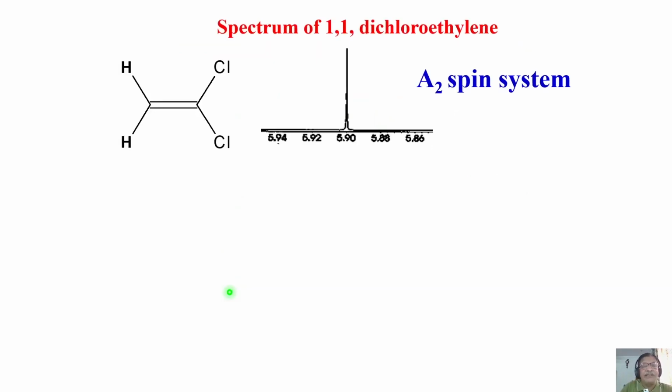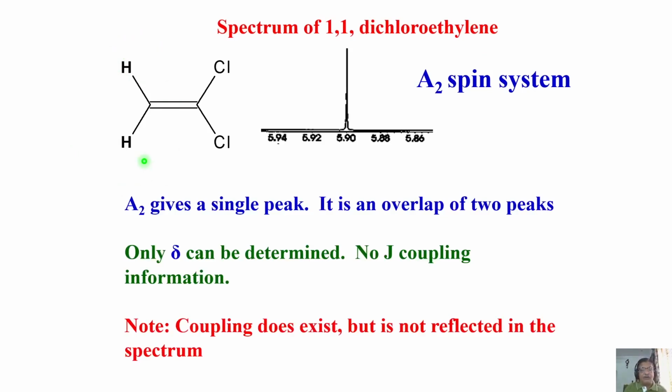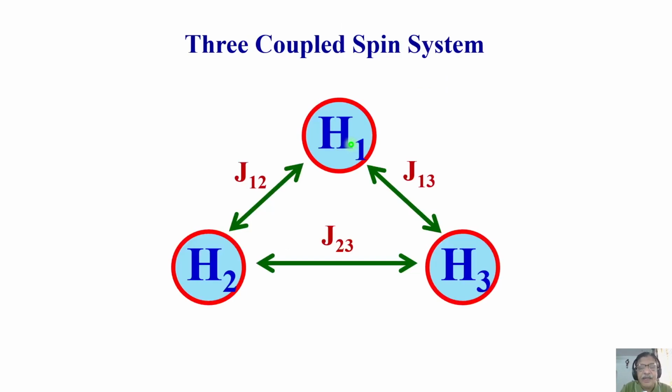Another classic example for this. This also is a case of A2 with a J coupling present. Okay, so what is the information you get? No J coupling information, only that the A2 spin system gives a chemical shift. Measure the frequency position of this, and you will say what the chemical shift of this is. That's all. No other information you can derive in this case. Okay, now I will go to another example of a three coupled spin system.